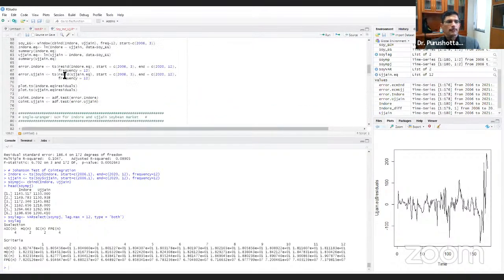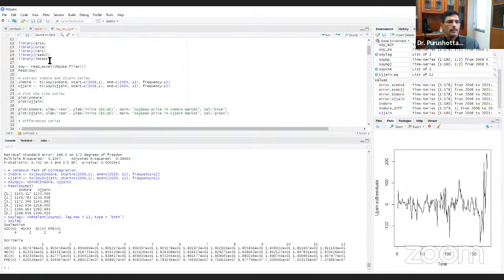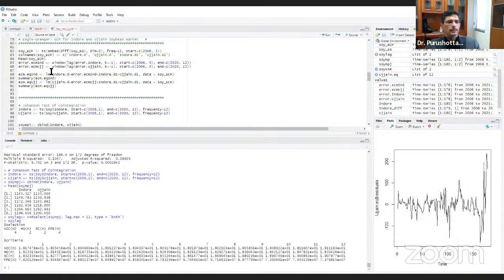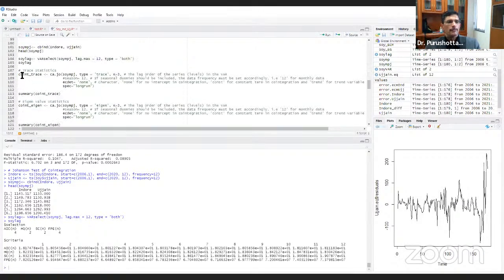In this library we have discussed, urca or ASTA, these are the libraries for this. Okay. And then we are going to test for cointegration, trace test, as well as maximum eigenvalue test. This one is the data name which we are going to input. Type is trace. K, as we have seen, lags 4, so n-1 we are going to give.